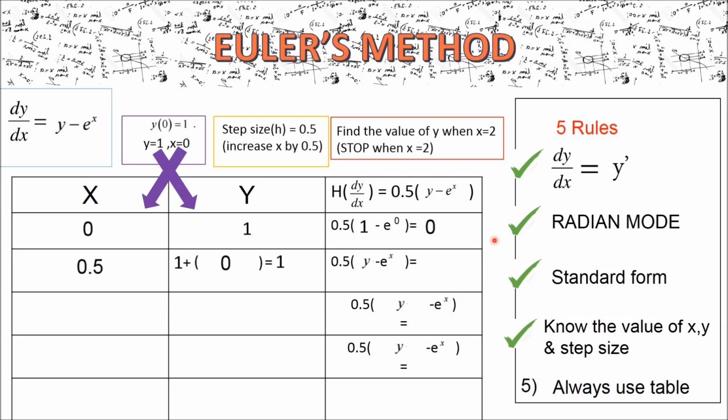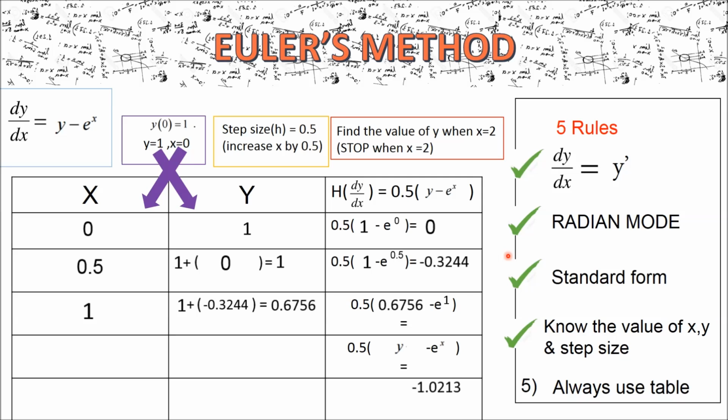After finding these two variable values, sub inside the equation again where y is equal to 1 and x is equal to 0.5, where you will get a value of negative 0.3244. Increase the x value again, where you will get 1, and the y value will be 1 plus negative 0.3244, where you will get the value of 0.6756.